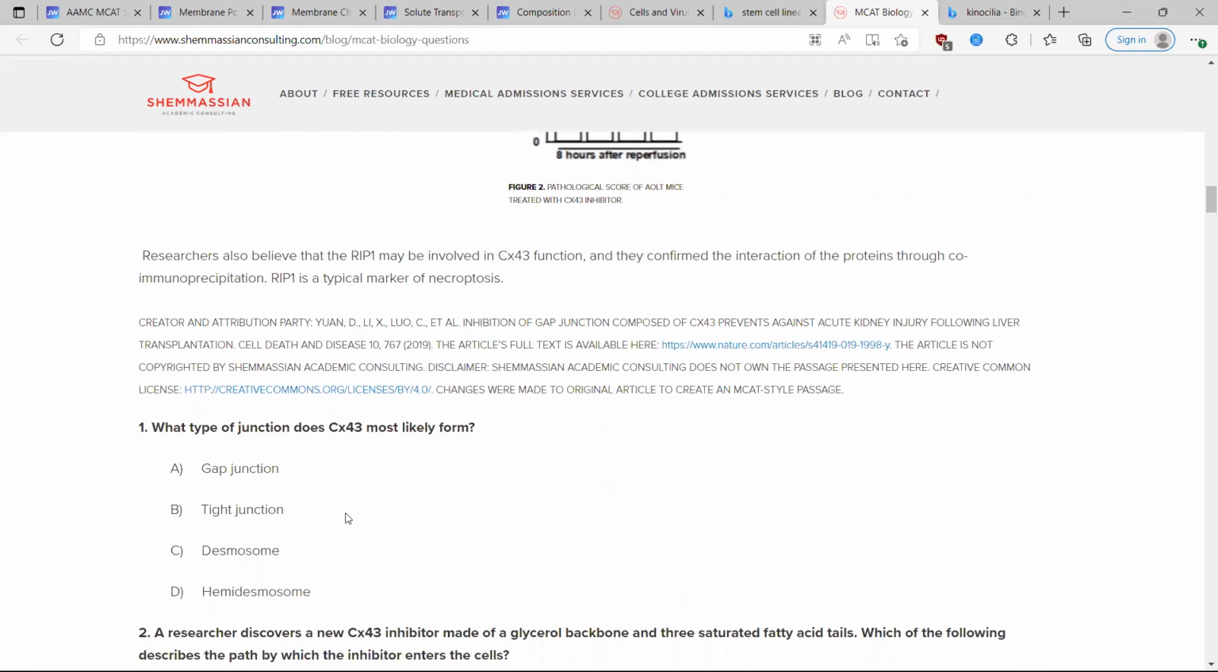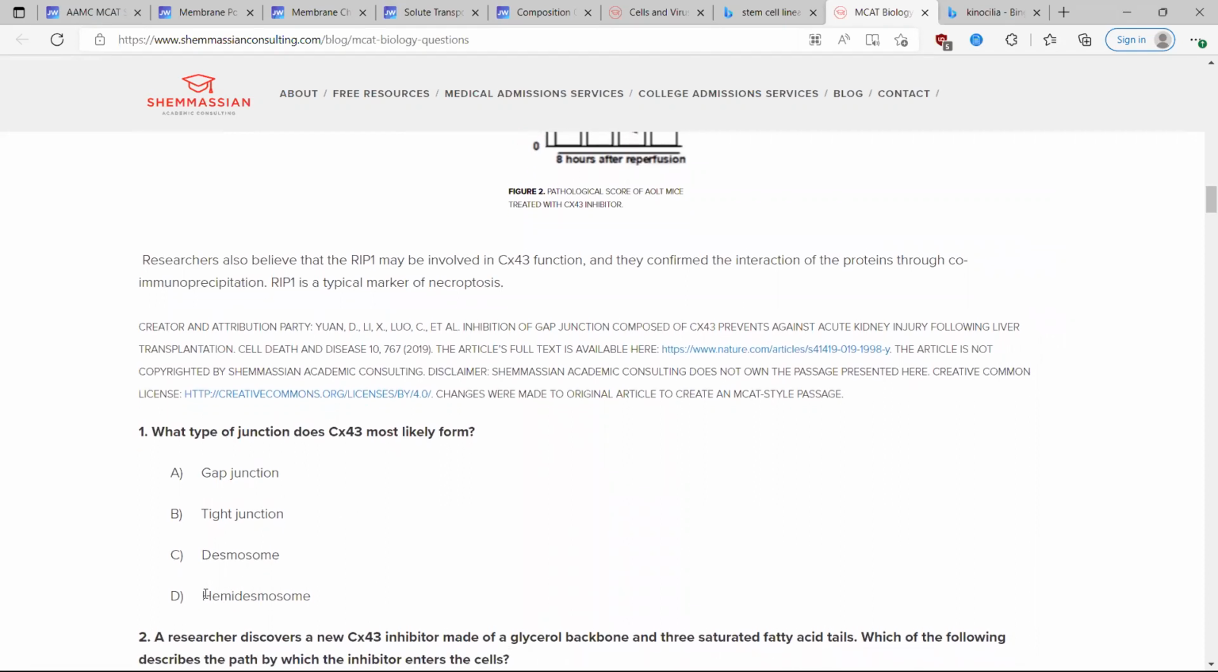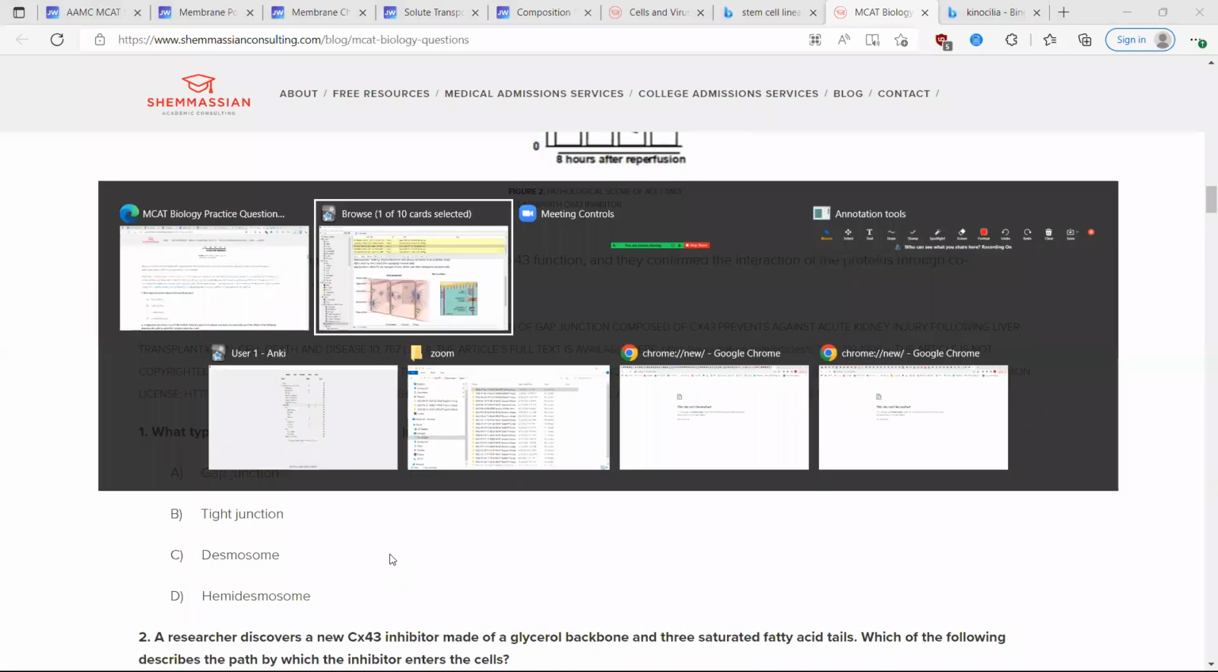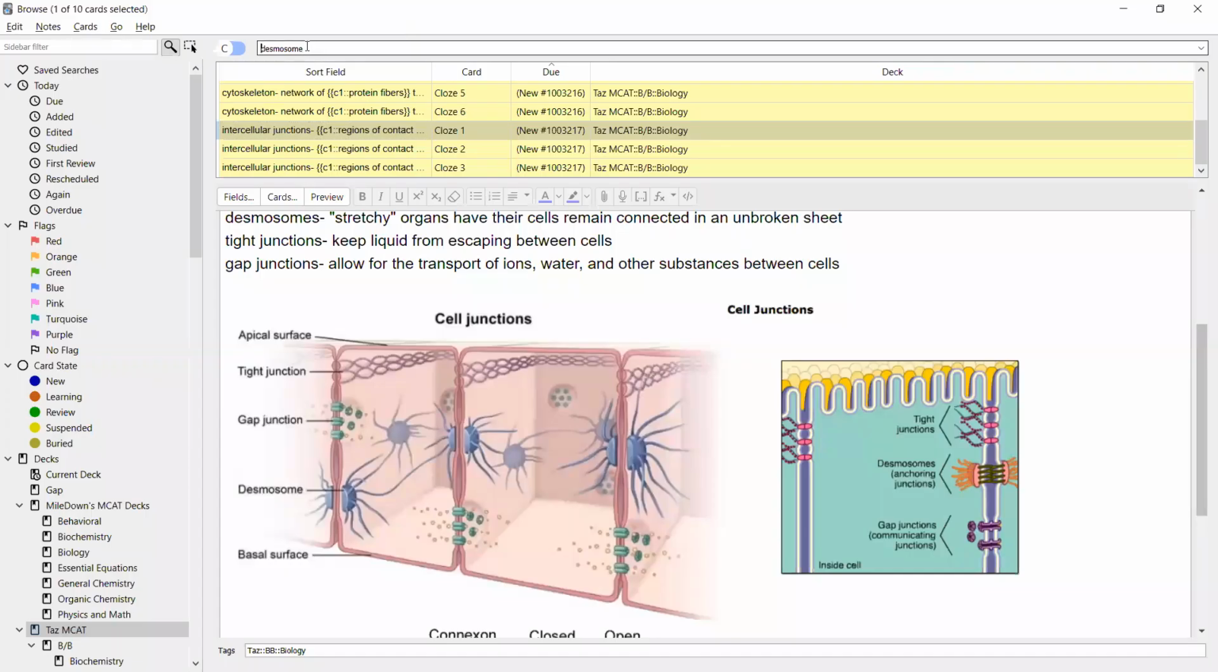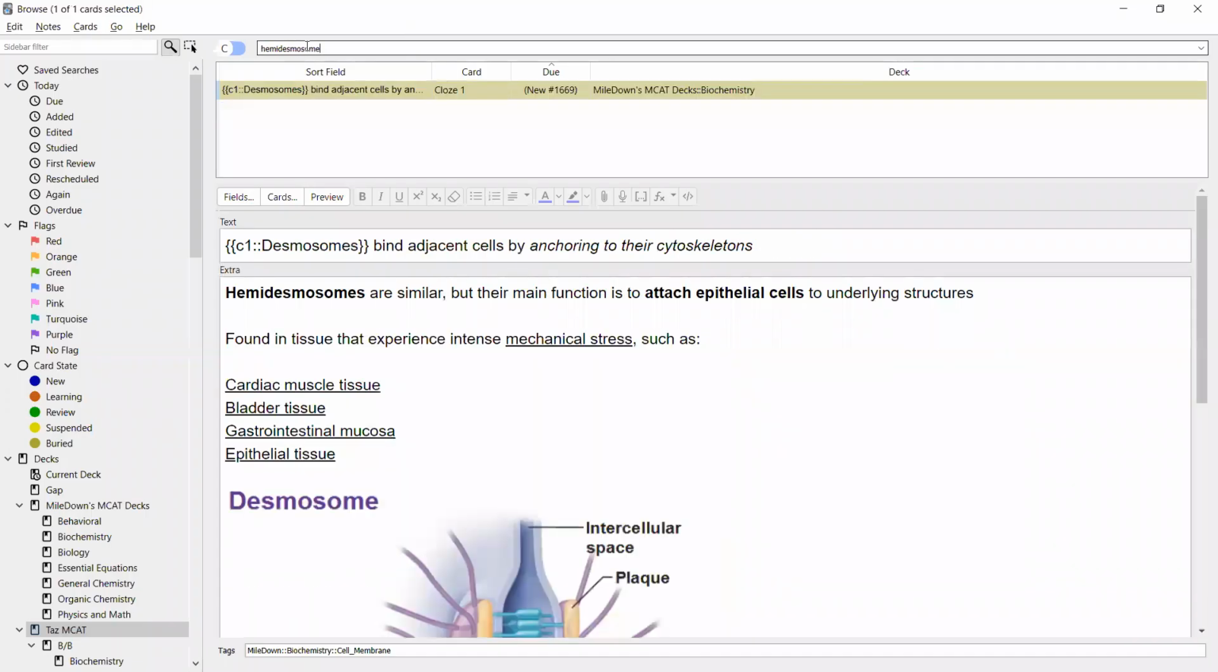Also, another good habit: hemidesmosome. I don't think I covered this. I remember that this is something about basement membrane, but I forgot what it is.